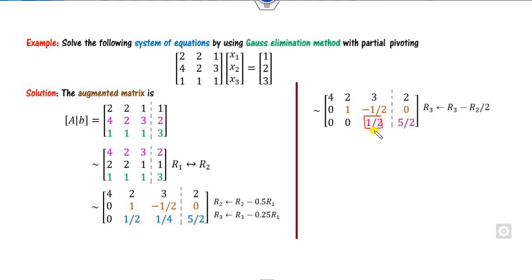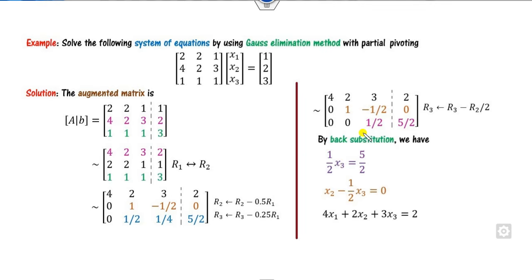Now since this is in box form, none of them is below, we can apply the back substitution method, because this is in terms of x1, x2, x3. So this is x1, this is x2, this is x3. 4x1 plus 2x2 plus 3x3 is equal to 2. x2 minus half x3 is equal to 0, and so on. So from here you can find x3 is 5. You can substitute here. You can find x2 is 5 by 2. I can substitute this value. You can find the value of x1 as here. So this is the way you can solve this using the Gauss elimination method with the help of partial pivoting.